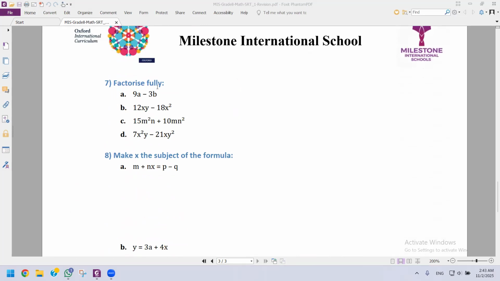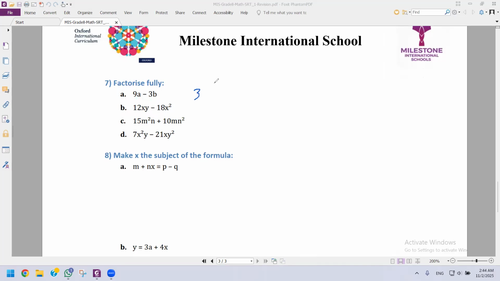Next, factorize fully. Now this is the opposite of expanding. In expanding, we did multiplication mainly. Now here we will do division. Okay. How would I do the division? I will take the highest common factor. So first, let's check the numbers, 9 and 3. Give me the highest number that can divide both, I need the highest common factor. So what value can divide 9 and 3? It's 3. Now we check the variables a and b. Anything in common? No, they are not. So 3 is the highest common factor.